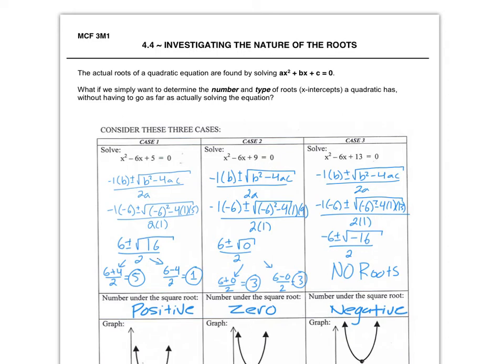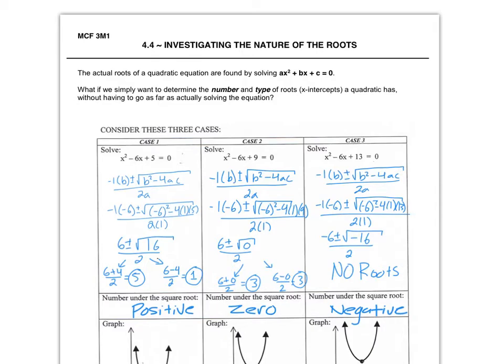Okay, welcome back. We're going to be continuing Unit 4 with Lesson 4, and we're going to be investigating the nature of roots. Ultimately, what we're going to be doing in this lesson is using the quadratic equation, which we used in the previous lesson, and learning something about that quadratic equation that can help us out in determining the nature of roots.